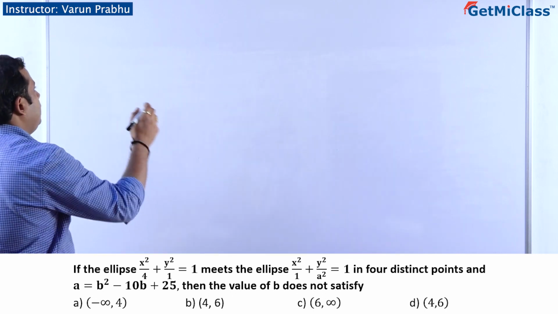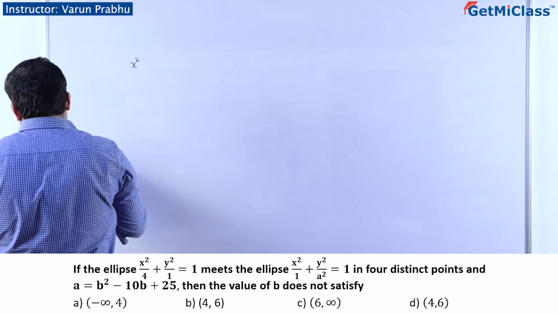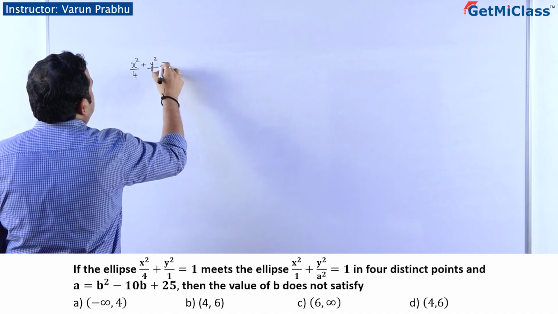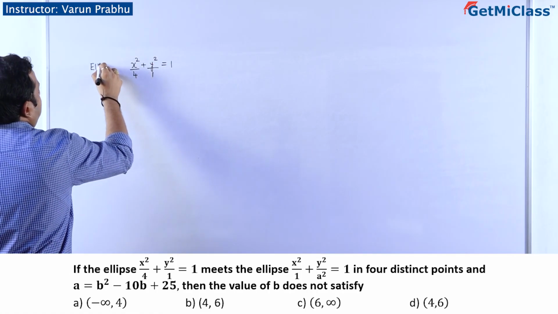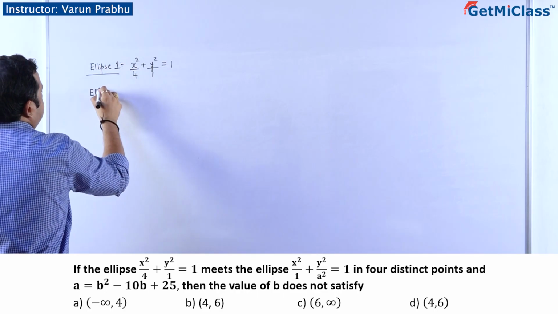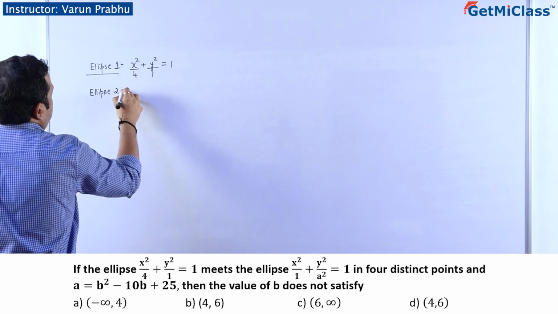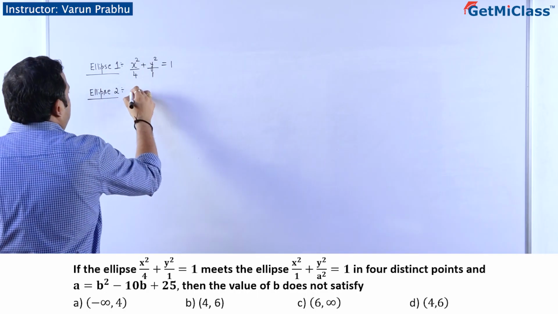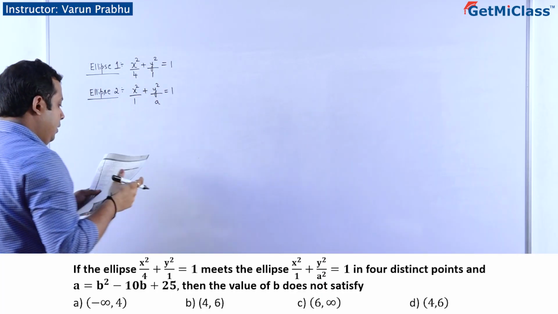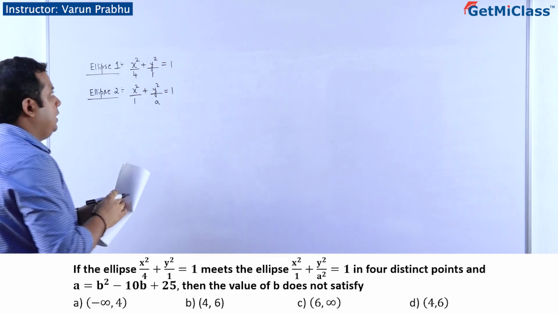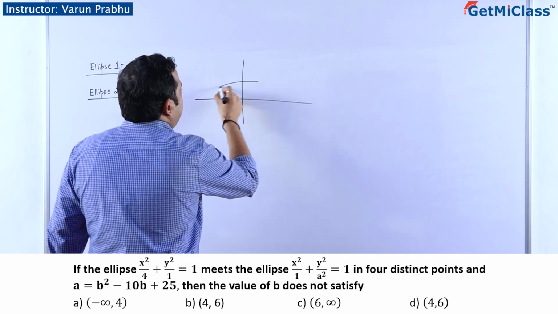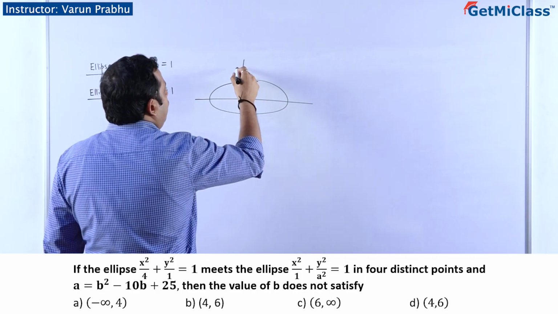If you look at this question, it is told in the problem that the ellipse x square by 4 plus y square divided by 1 is equal to 1, this is ellipse 1, will meet another ellipse, ellipse number 2, x square divided by 1 plus y square divided by a is equal to 1, at 4 distinct points. One ellipse is there, it will meet another ellipse at 4 distinct points.